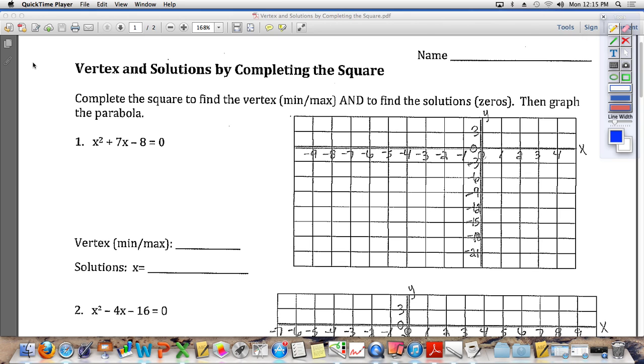Today your job is to find the vertex, find the solutions. Your solutions have to be left in simplest radical form, and then you have to graph it afterwards. The graphing part, I think, is going to be the easy part. All the other stuff is going to be a little bit more complicated. Not complicated because you guys have done this a lot, but we're pulling it all together today.